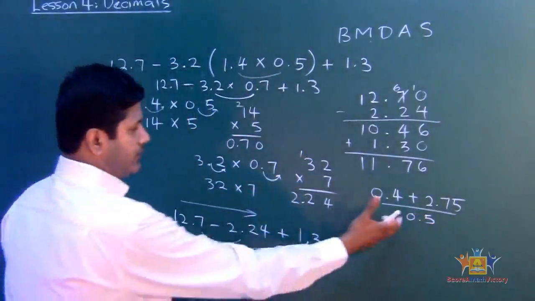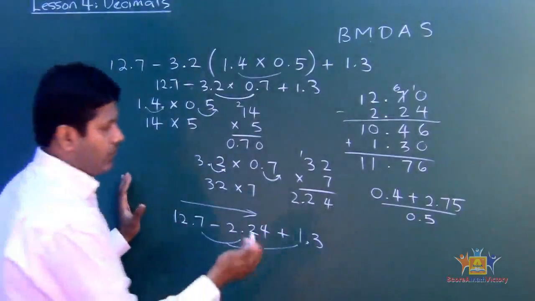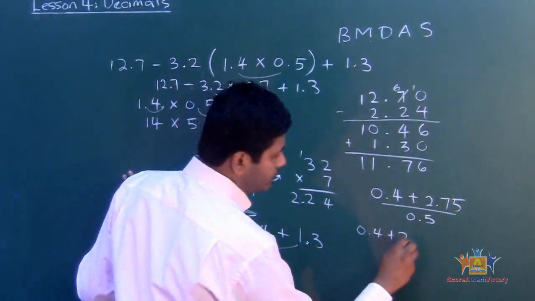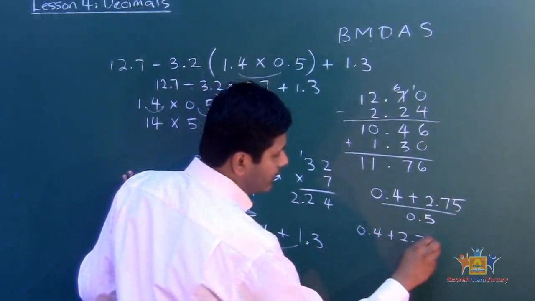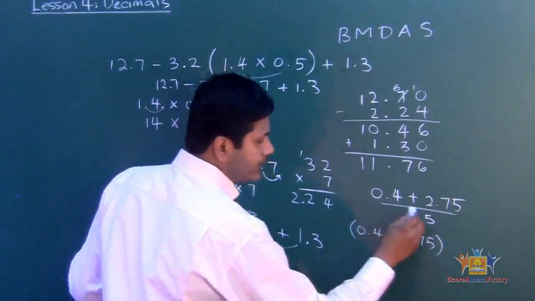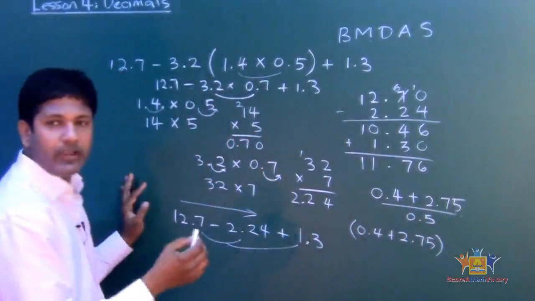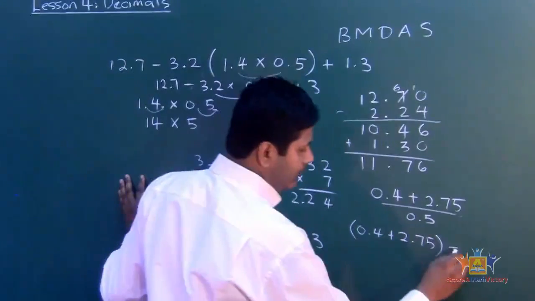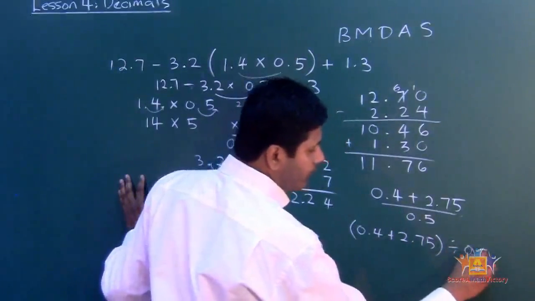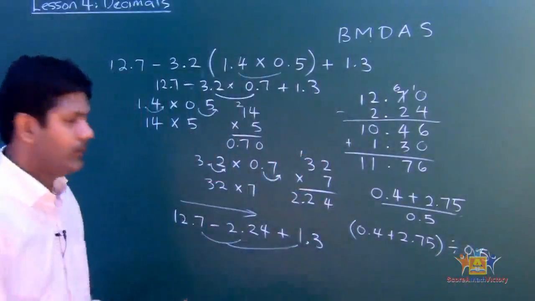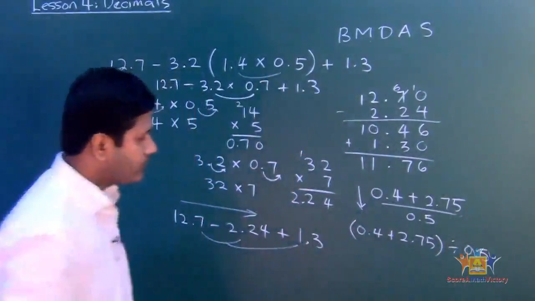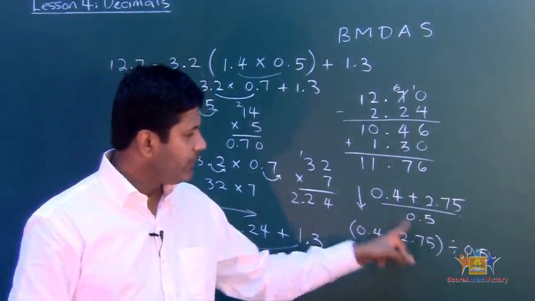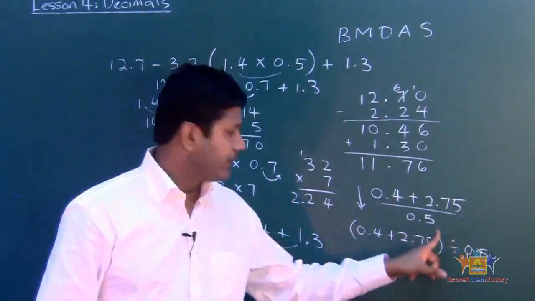Actually, if I had to rewrite this, this is actually 0.4 plus 2.75 in a bracket. This line is what we know from our fraction. What kind of line is that? The dividing line. The divide by 0.5. That's what it is. Pretty much like the arrow down method. Okay, 0.4 plus 2.75, and the whole thing we're dividing. That's why you put the bracket.